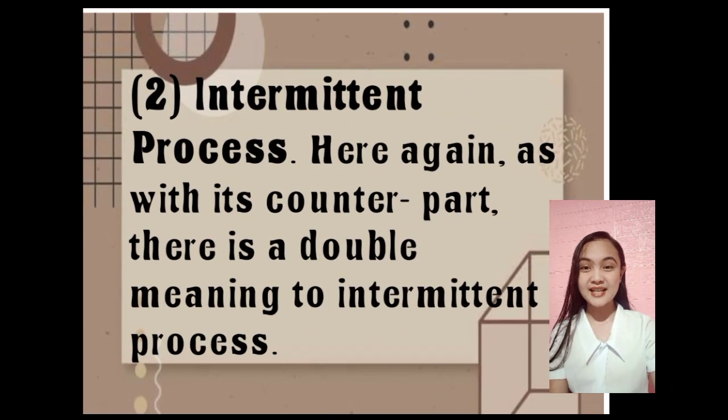Moving on to the next slide, we have here intermittent process. Here again, as with its counterpart, there is a double meaning to intermittent process. In its first sense, the term refers to any manufacturing process that can be stopped at will, for example, at the end of each day, and that can be started up again the next morning with no difficulty. Under this concept of the term, almost any industry that operates on a purely one shift a day basis would qualify.